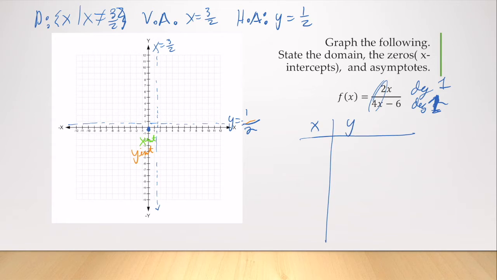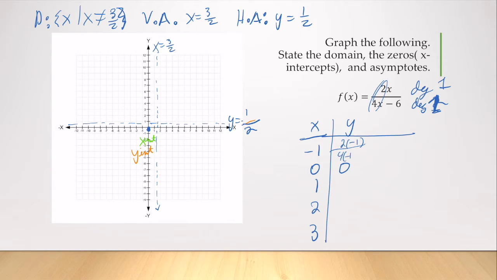So let's pick some x values. Let's pick when x is -1, 0, which we know already is when y is 0, 1, and then when x is 2 and 3, that's the other side of our vertical asymptote.